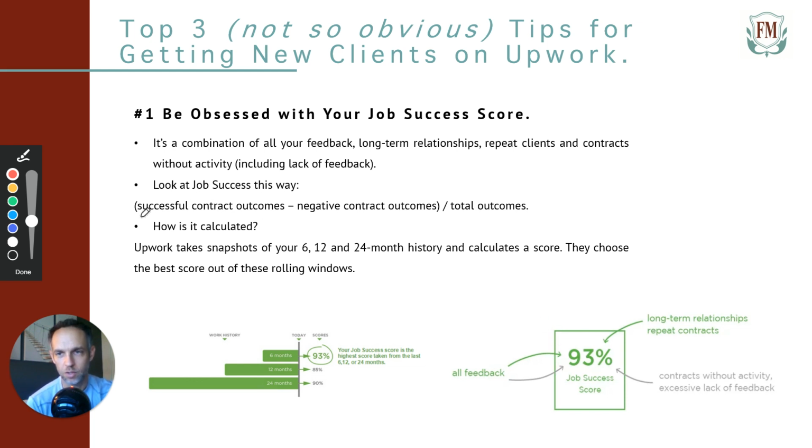So look at the job success score this way. I made a nice equation for you. It's basically the successful contract outcomes minus the negative contract outcomes, and you divide all that by the total outcomes.